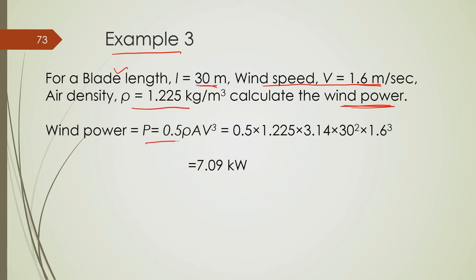So, you simply apply this expression where the values of rho, A and V are given to you. Rho you can directly put in. A is the swept area, that is pi multiplied by r square, where R is almost equal to the blade length. So, this is our A or swept area, this is rho, and this is the velocity. If you put these in, it will come to some value, that is 7.09 kilowatt. So, this is a very easy and straightforward problem.